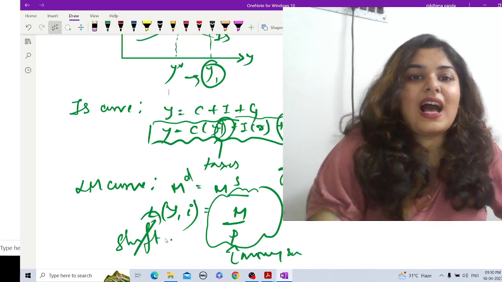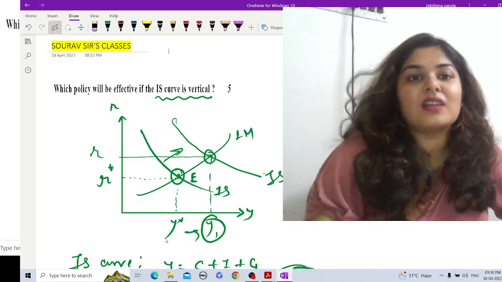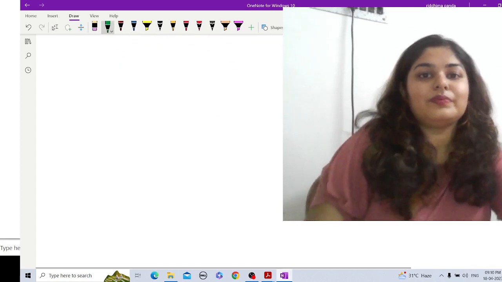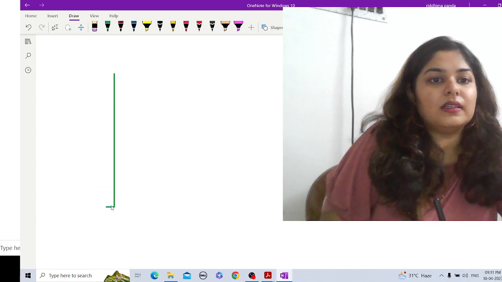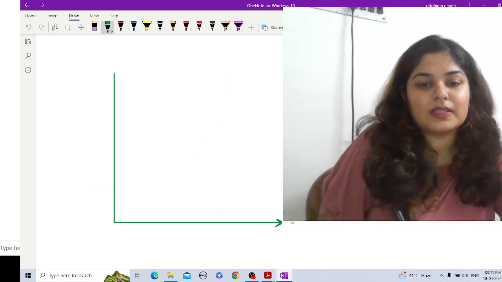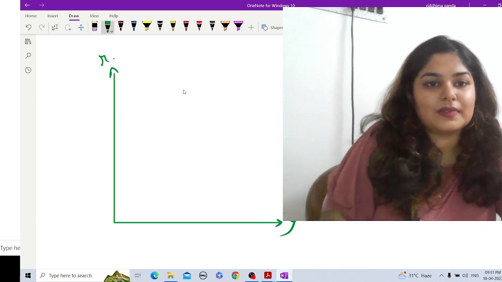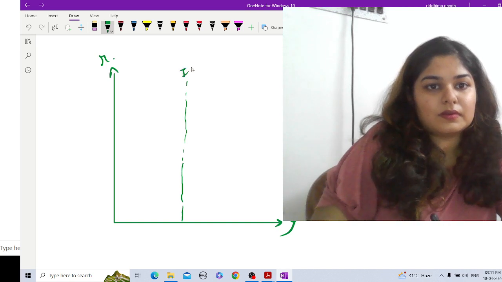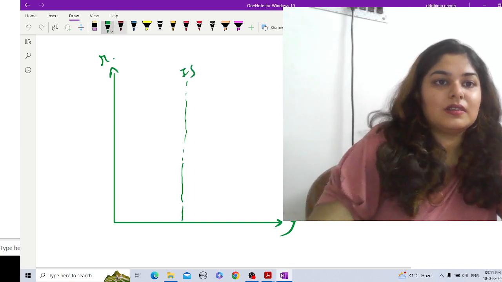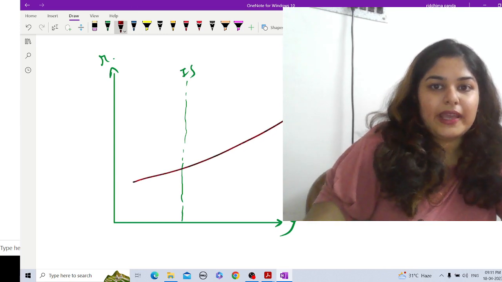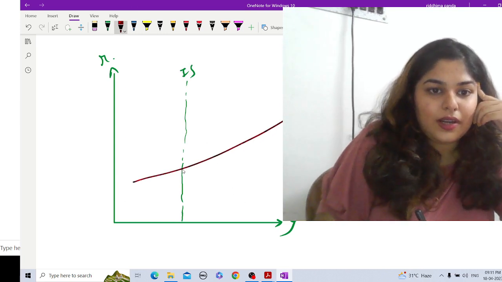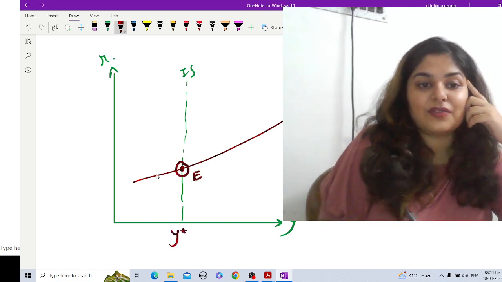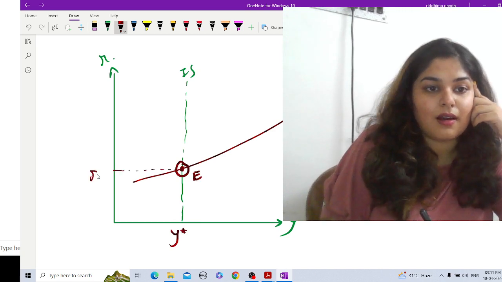Now the question asks about the shape of the IS curve being vertical. So let us draw the diagram and find our initial equilibrium. With a vertical IS curve, this is our IS curve, vertical, and this is our LM curve. According to this, initially the equilibrium is at point E, such that the equilibrium income is Y star and the equilibrium rate of interest is R star.